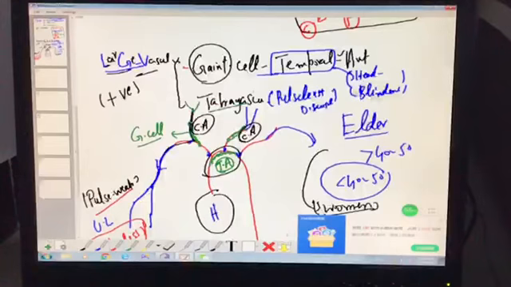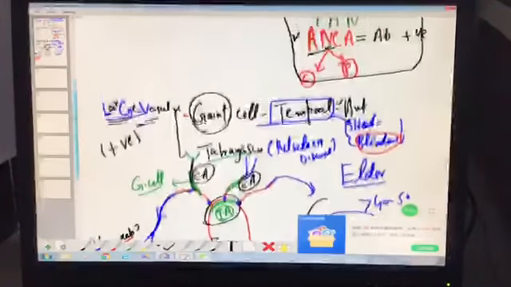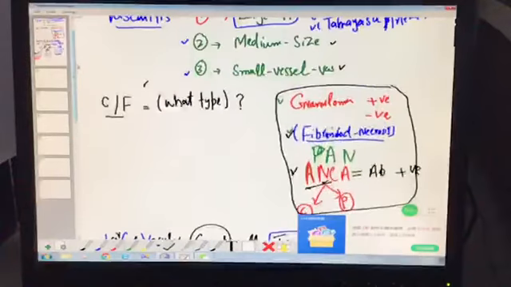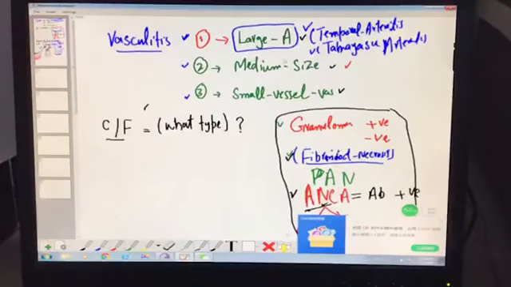Giant cell arteritis leads to permanent blindness because it affects the ophthalmic artery. It involves the temporal artery and also affects the ophthalmic artery. This is all about large vessel vasculitis. In the next lecture, we will discuss the second category, medium-sized vessel vasculitis.